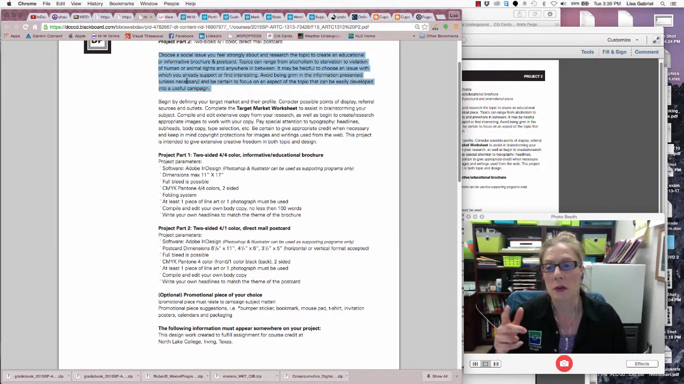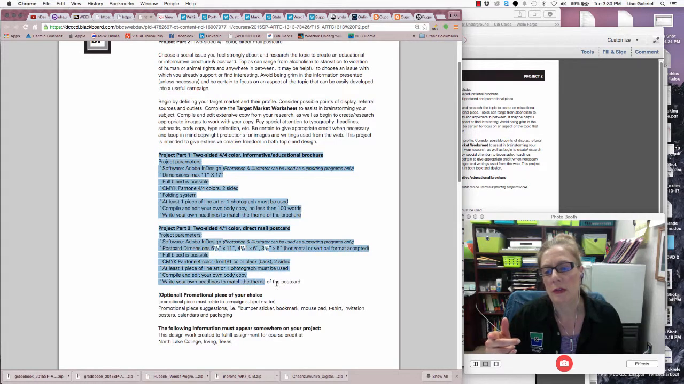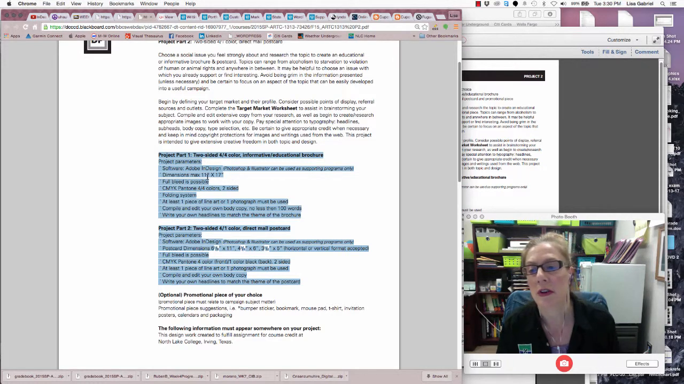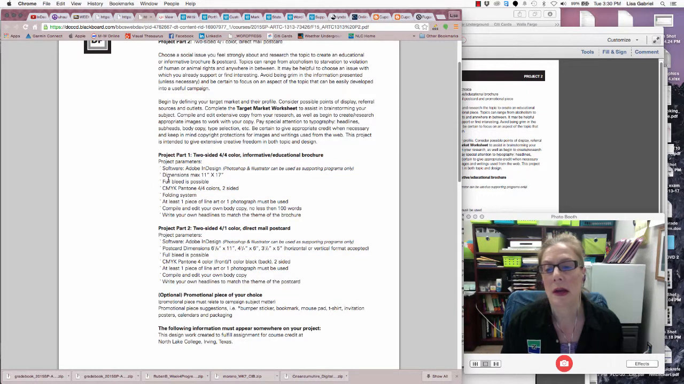Okay, so mentioned here in the second portion of this handout, I have the criteria for each piece. So the criteria for the brochure is listed here. You'll be working in InDesign, and the maximum dimension for that brochure design will be 1117. And you can work with a full bleed if necessary. Most of the time people do work with full bleeds. Your color system is listed there.